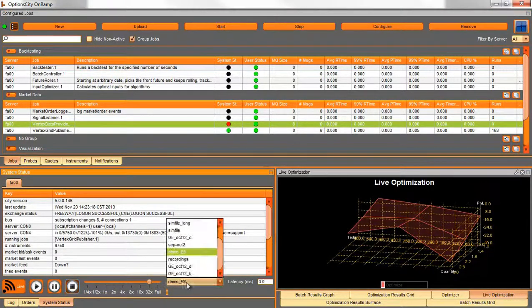I'm going to stop that right now. You'll see the different recordings we have. You can then control the simulator on this page and play it back at varying speeds.